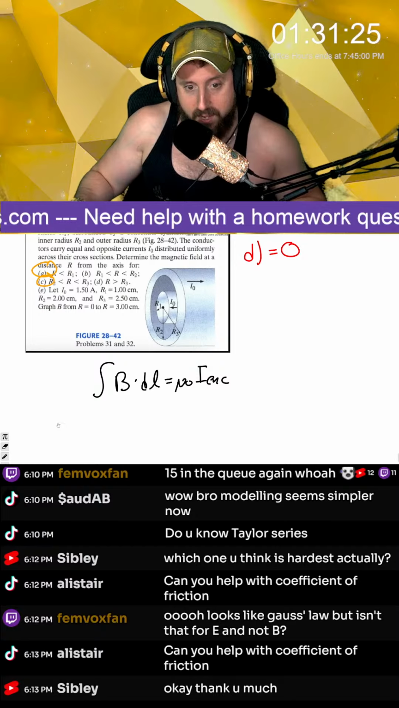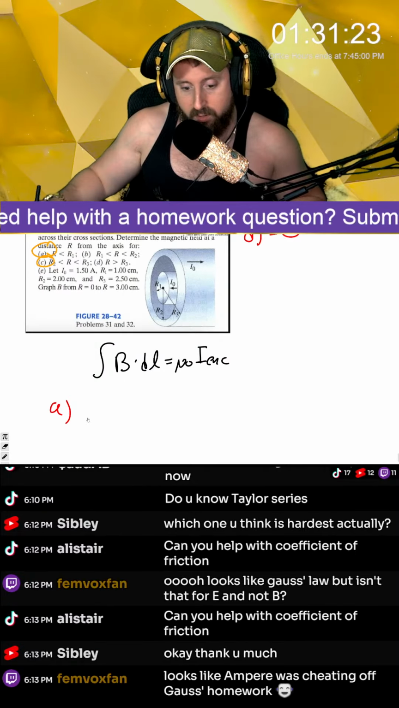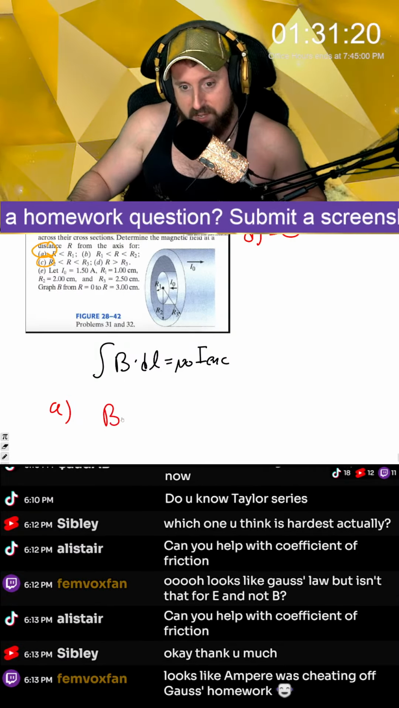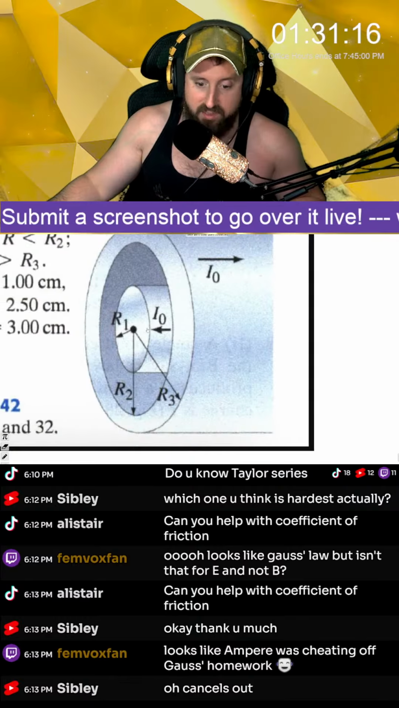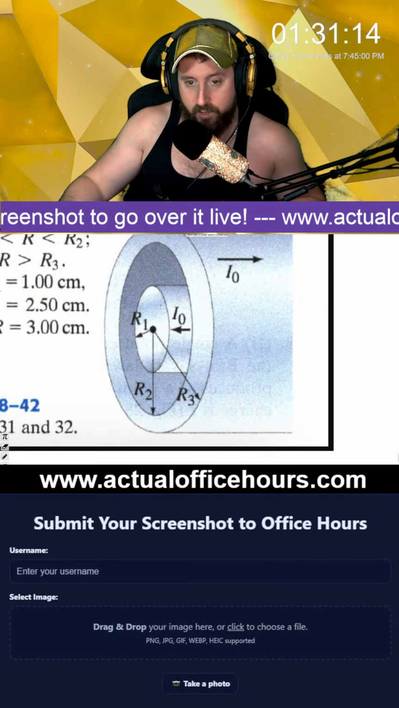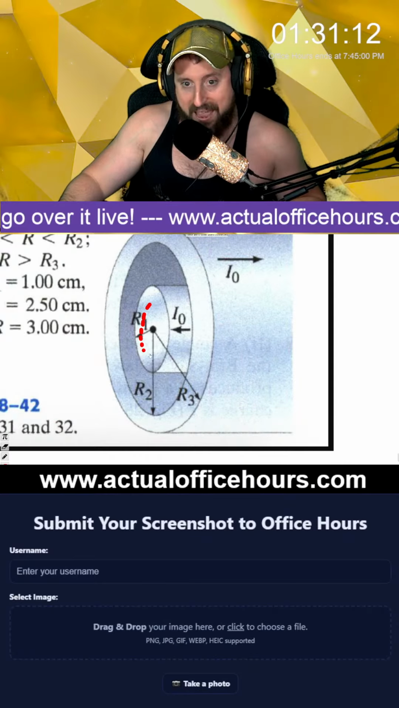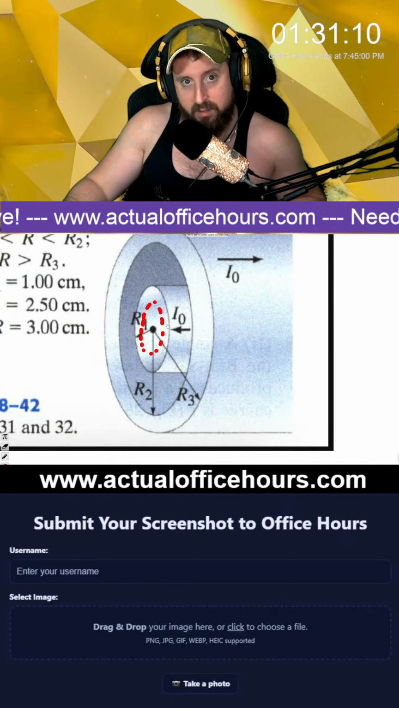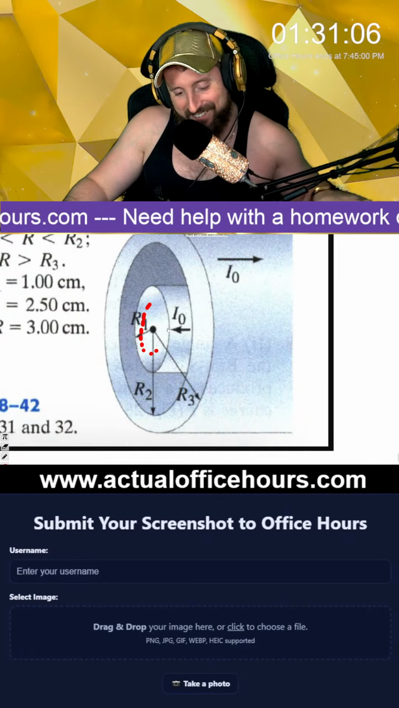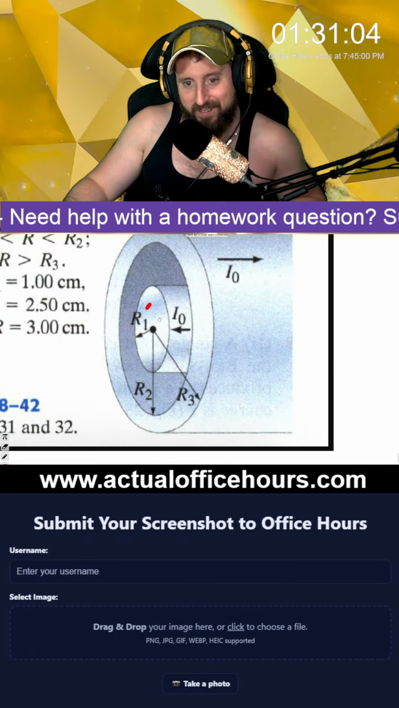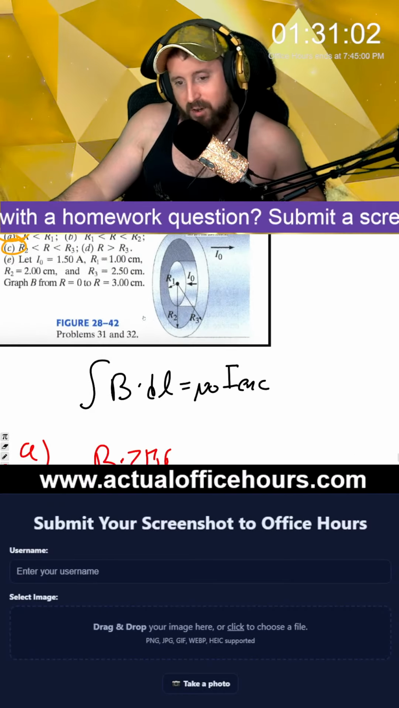Let's look, for instance, at part A, when R is less than R1. So this is B times 2 pi R. dl is like this imaginary path. It's similar to Gaussian surfaces for electric fields, but you're doing paths in magnetic. Yeah, Ampere was cheating off of Gauss's homework.